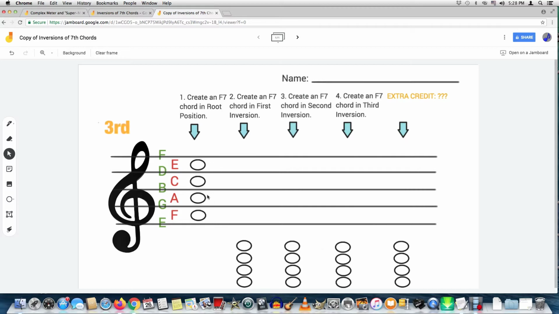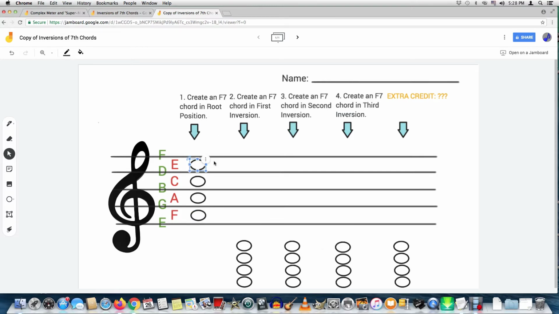There's a third between F and A, a third between A and C, and a third between C and E. Okay? Now, the reason why it's called an F7 chord is because this top note, only when you're in root position, this top note, E, is 7 steps away from the bottom note, F, or the root. F is the root because F is the bottom note. That's why they call it root position.